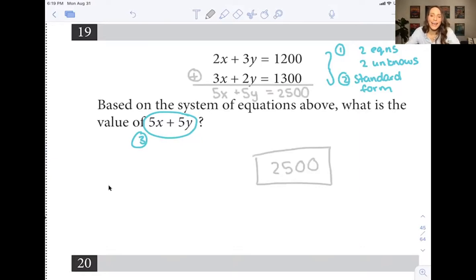And that's why just thinking, pause and think, is so important on SAT math, to not just dive in immediately and do what you were taught in school necessarily. Think critically. This rewards critical thinking. So think, is there a way to get to the answer without doing a ton of work? Okay, let's look at question number 20.